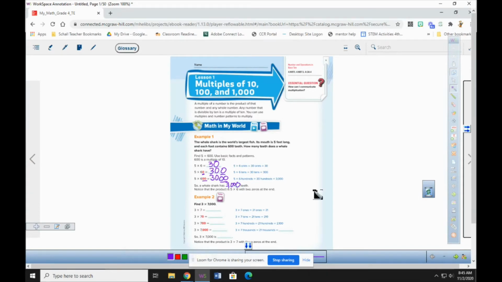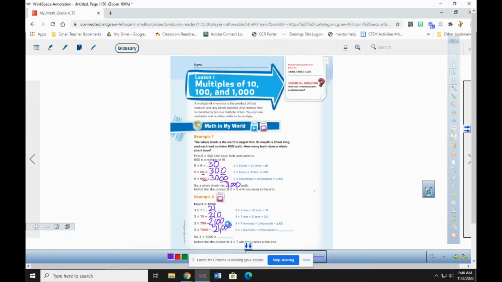And we'll notice that the product of 5 and 6 with 2 zeros at the end is what we got here. Let's look at example 2. Find 3 times 7,000. Again, we're going to start with that most basic math fact. We're going to forget all the zeros for right now. 3 times 7. 3 times 7 is 21. So 3 times 70 is 210. 3 times 700 is 2,100. 3 times 7,000 is 21,000.